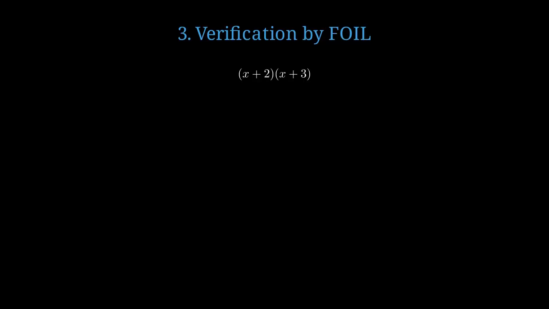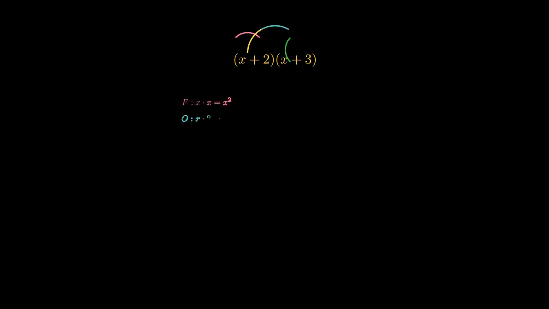Let's expand x plus 2 times x plus 3. Using FOIL, first terms give x squared, outer terms give 3x, inner terms give 2x, last terms give 6. This gives us x squared plus 3x plus 2x plus 6. Combining like terms, we get x squared plus 5x plus 6, which matches our original expression.